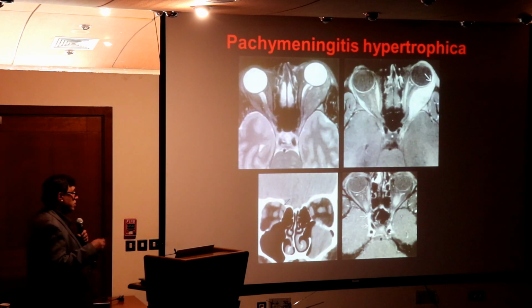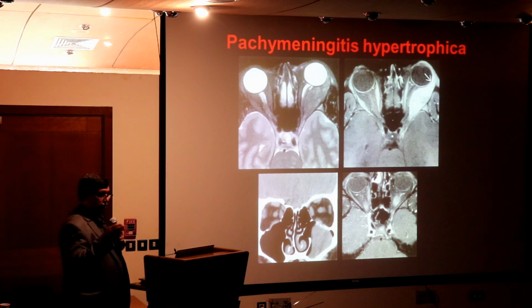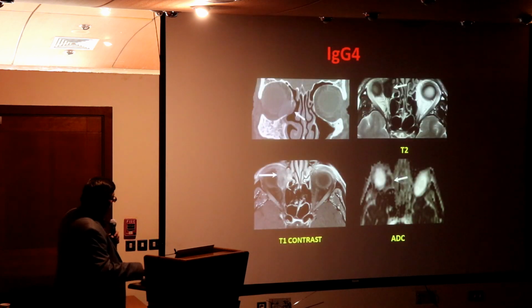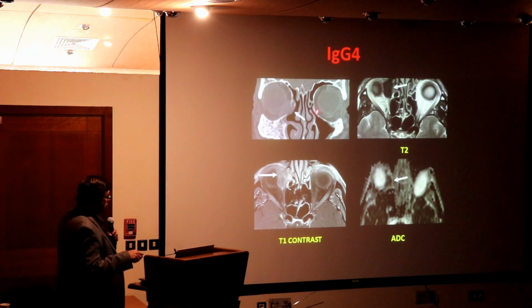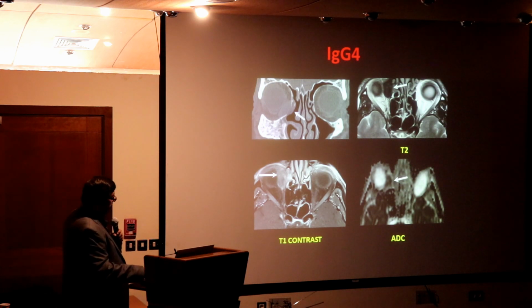Third thing that looks like a meningioma is the so-called pachymeningitis hypertrophica, or the so-called IgG4 autoimmune disease, and you will get lumps and masses like this. IgG4. I have cases in the spine, I have cases in the orbit and in the brain. They very much look like a meningioma.